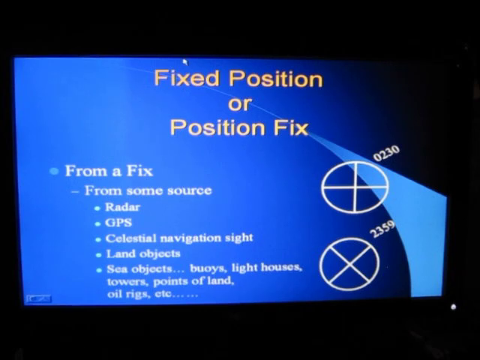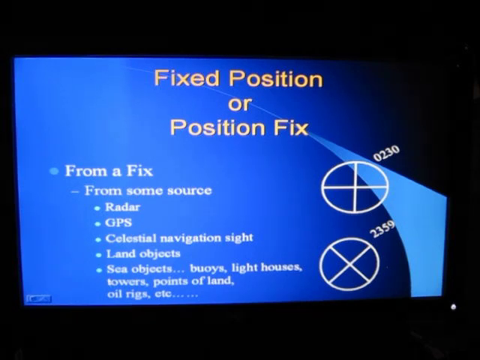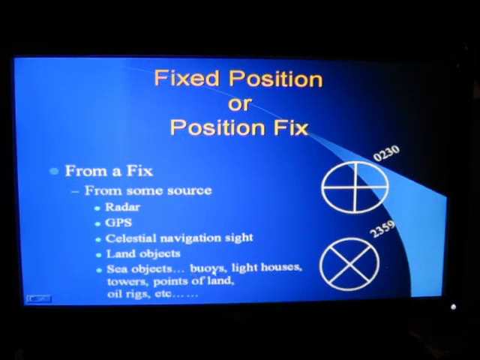Okay, the last one, of course, is a fixed position or a position fix. Now, this differs in that this is for certain where we are at. And it comes from some source such as radar, GPS, celestial navigation. We can triangulate on land objects or triangulate on sea objects, or if we know where a buoy is and we're right next to a buoy, well, that's obviously where we're at. We don't really have to guess too much about it. If we're right next to an oil rig, then we know exactly where the oil rig is. Well, that's where we are.